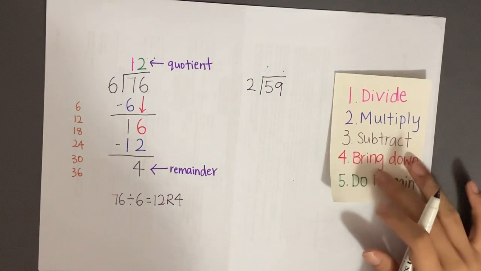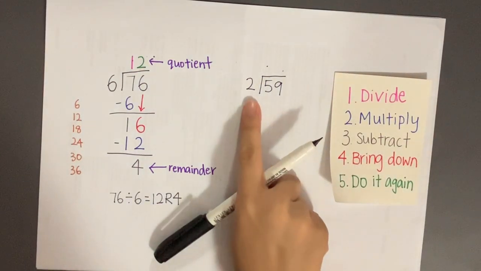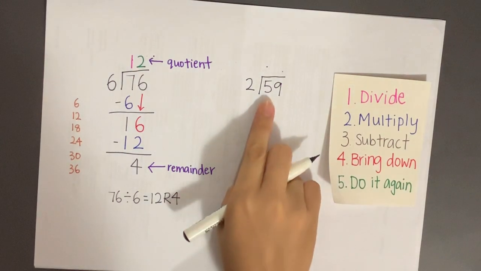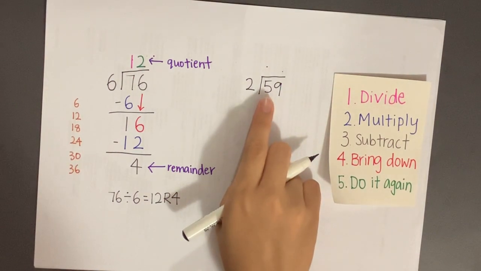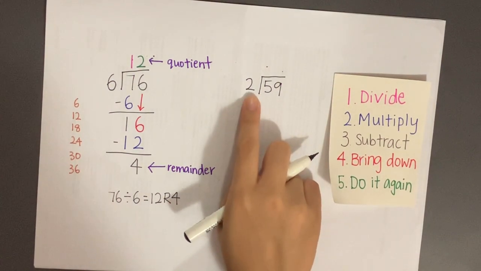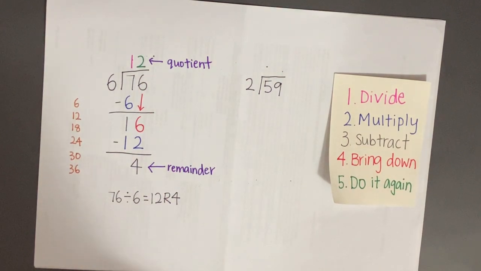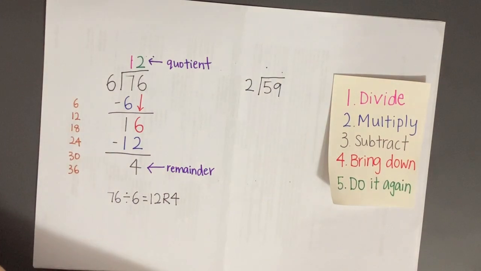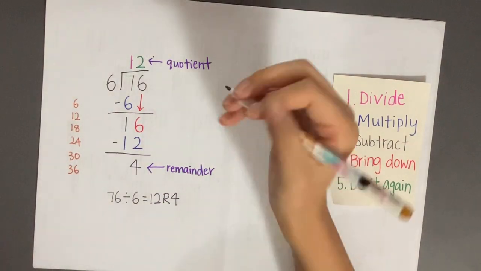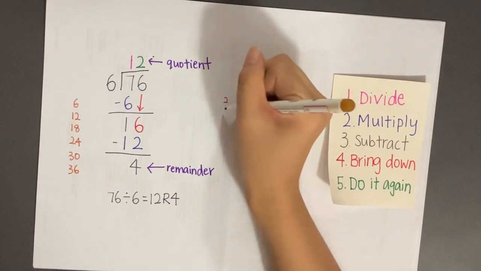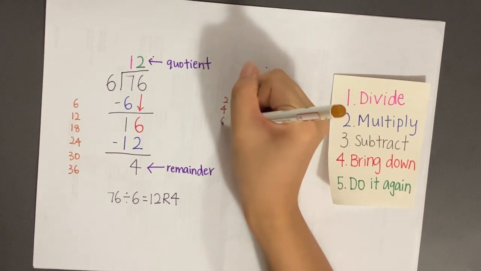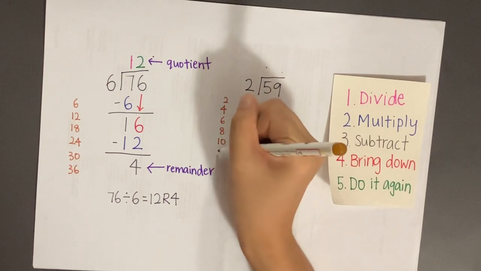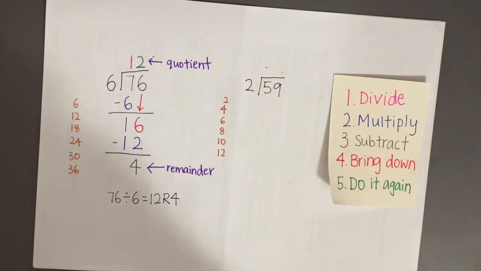Now I want to find 59 divided by 2. I start with my 5 first. Can 5 divide by 2? No. So I need to list my multiplication tables of 2. So I do this at the side. 2, 4, 6, 8, 10, 12. I can stop here for now.